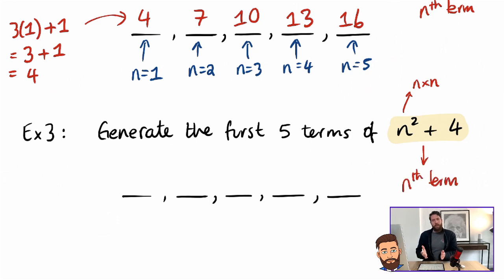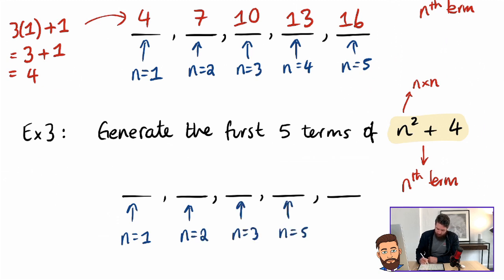And what is the nth term? An nth term is an expression that will allow you to find any term in the sequence. In this case, we would like to find the first 5 terms. So that means we need when n is 1, when n is 2, when n is 3, because we're just doing the first 5 terms, when n is 4, and when n is 5.